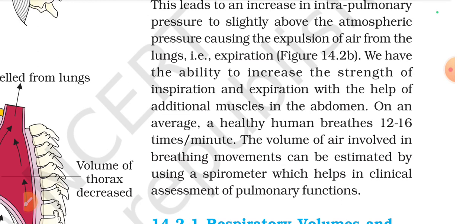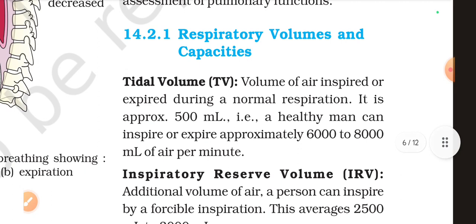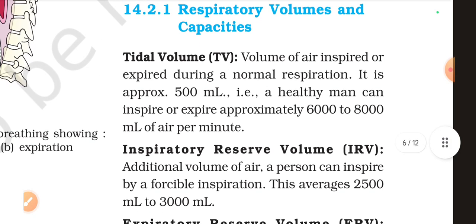On an average, a healthy human breathes 12 to 16 times per minute. The volume of air involved in breathing movements can be estimated by using a spirometer, which helps in clinical assessment of pulmonary functions. Next is respiratory volumes and capacities.